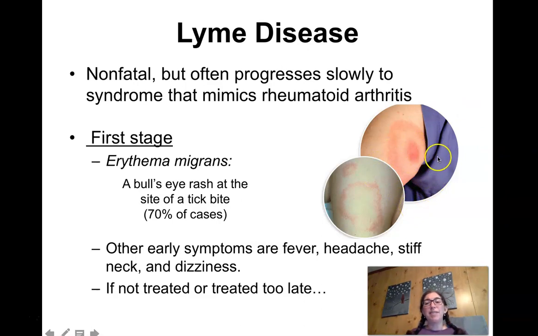The tick bite often, but not always, will cause this bullseye-shaped rash. That is very indicative of Lyme disease, but it's not always present. Or sometimes it's in a part of the body that's covered in hair, and so you don't see it. Missing this rash can often lead to progression of the disease without treating it. It can be treated very effectively in this early stage, but not everyone gets the rash, and everyone who gets the rash doesn't always notice it, depending on where it is.